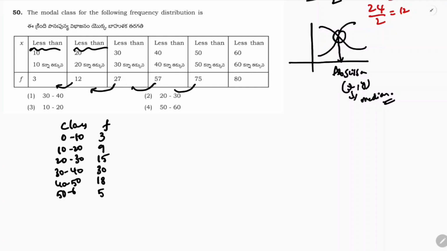So this is class and frequency. So the modal class, the highest frequency is 30. So the modal class is 30 to 40. So the correct option is 1.